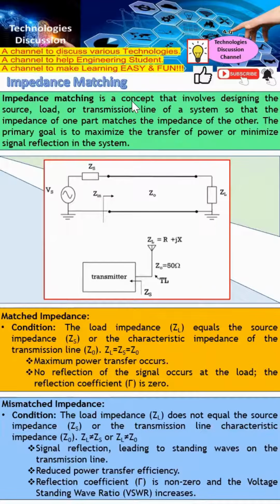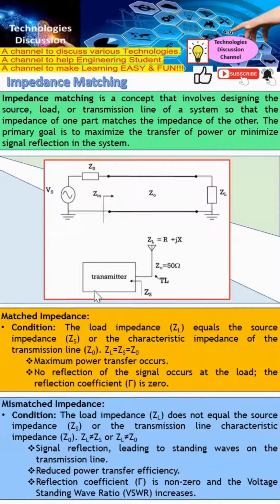Impedance matching is a concept that involves the design of the source, the load, or the transmission line of a system so that the impedance of one part matches the impedance of the others. When this happens, the goal is to maximize the transfer of power or minimize signal reflection in the system. Okay, let me explain with this diagram here.